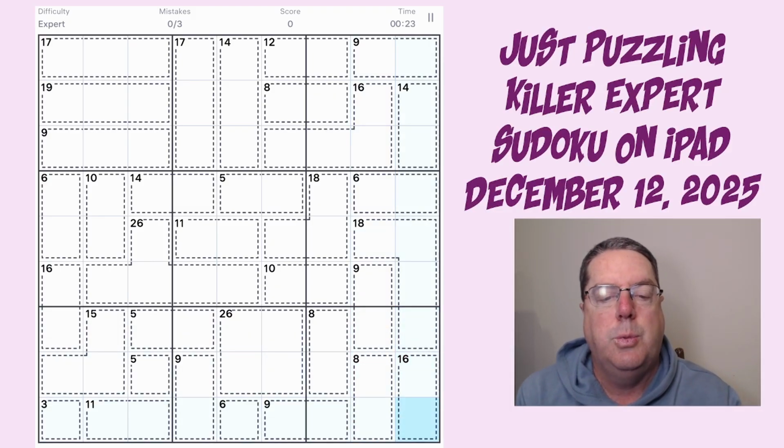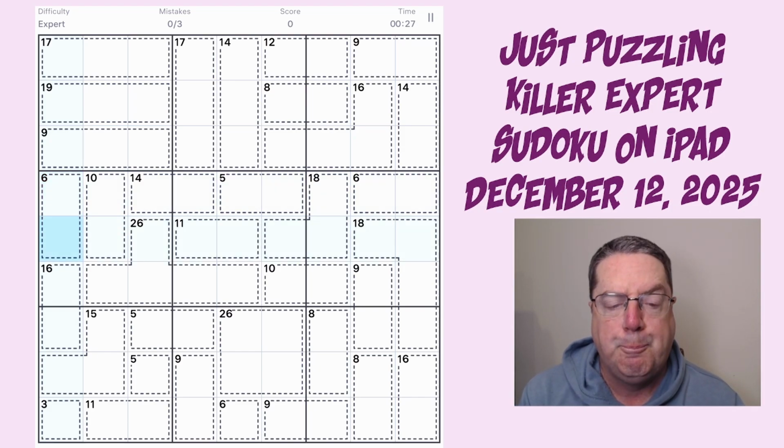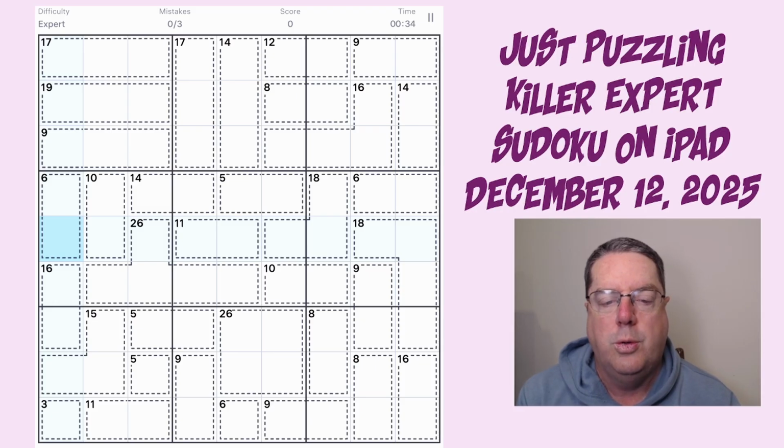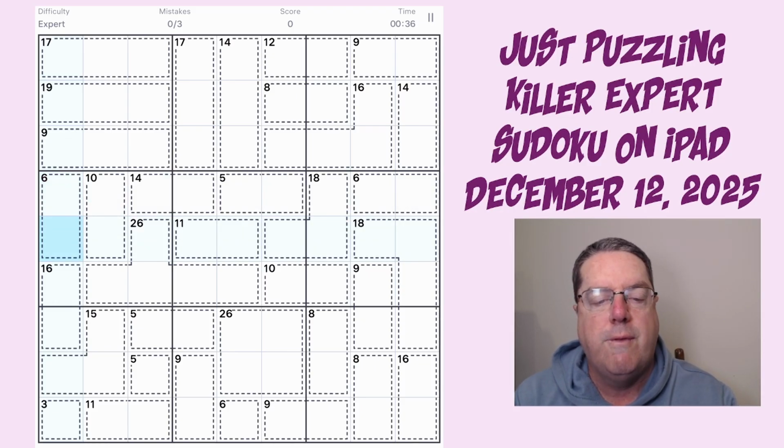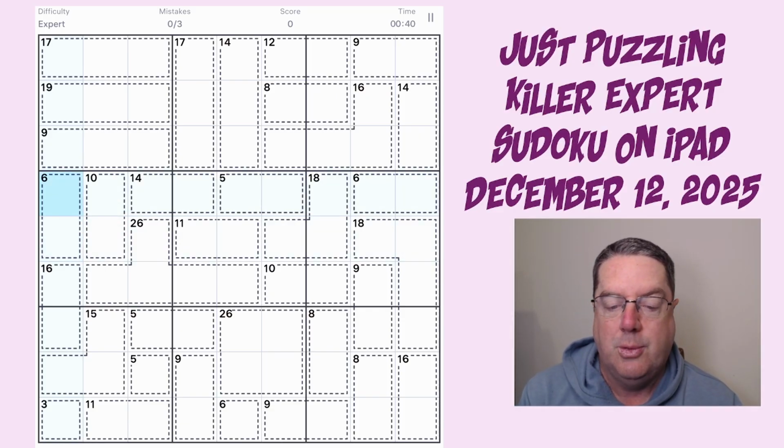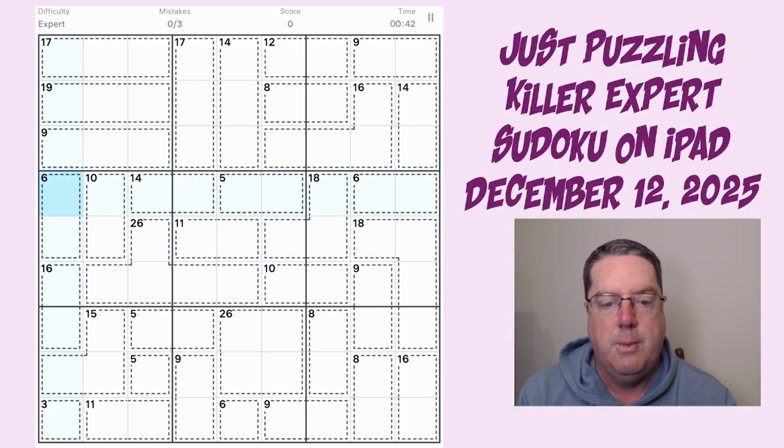What we now have is these cages, which is a dotted line with a number in the top left-hand corner. In that box, we have to have unique numbers that add up to the number in the top left-hand corner. So say, for example, this 6 can be 1 and 5 in any order, or 2 and 4. And that's pretty much the puzzle. All right, let's get into it and see how we go.